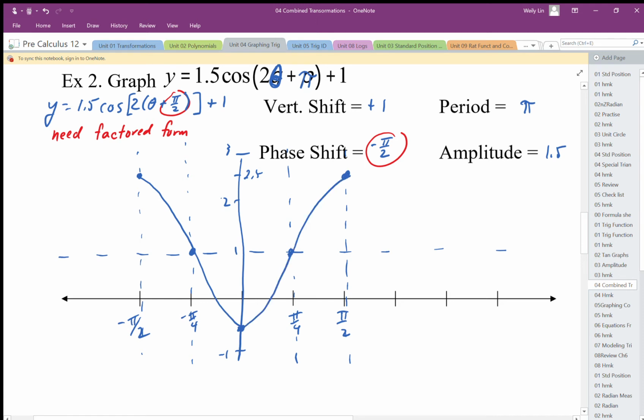I forgot to do this in the other ones, but we really should label those min and max points. So that's going to be 0.5. That's going to be pi over 2, 2.5. That's going to be negative pi over 2, 2.5. Okay, and again, the middle coordinates, we should be able to locate those middle coordinates as well.